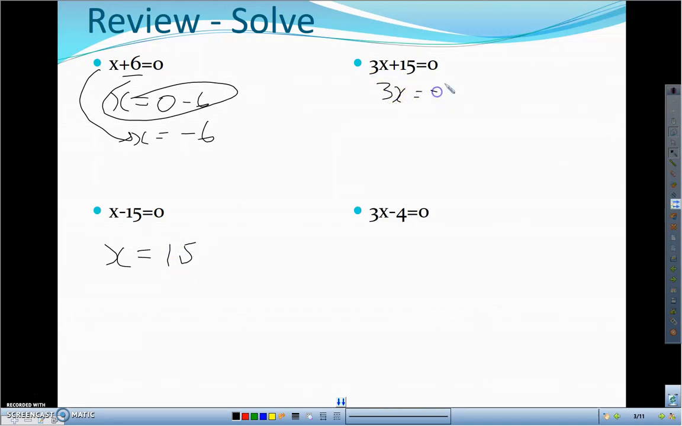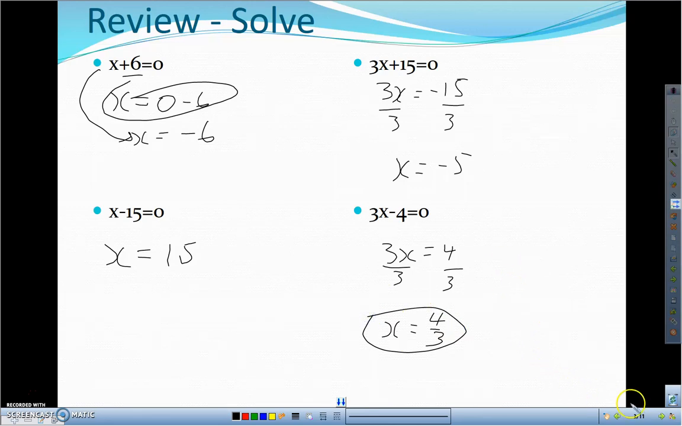3x is equal to minus 15. Divide by 3, divide by 3. X is equal to minus 5. 3x is equal to 4. Divide by 3, divide by 3. X is equal to 4 over 3.